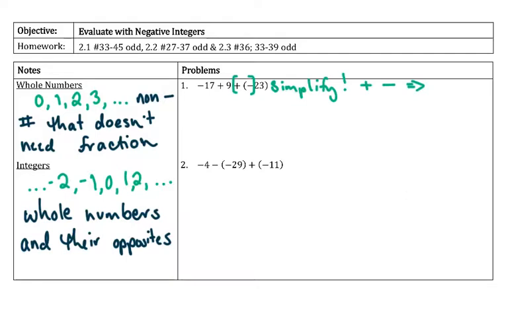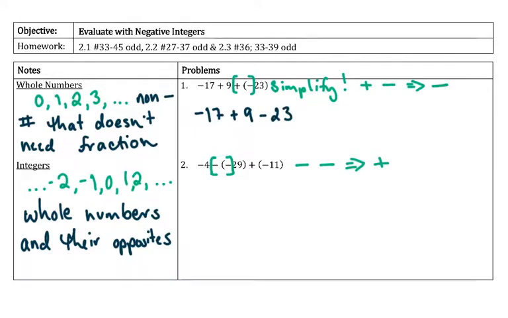All right, so we're going to simplify, and in this case we have one positive and one negative, which we would then simplify to a negative. So this is going to follow the same rules as if we were multiplying or dividing. So in number 2, if we look down here, we have two negatives together, like that. That's going to turn into a positive. So when we simplify number 1, we end up with -17 plus 9 minus 23.